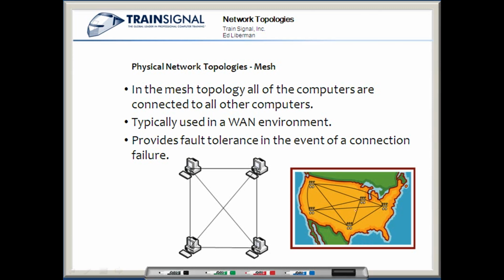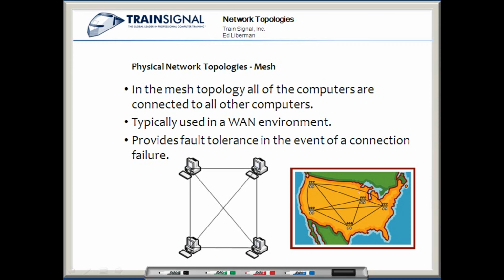Here we're taking a look at 5 different cities around the United States, each of which have an office, and then the offices are each connected to each other. So it's not so much that all the computers have a connection to all other computers, it's that each office has connectivity to each other office.